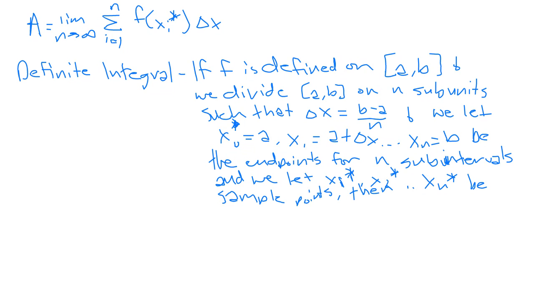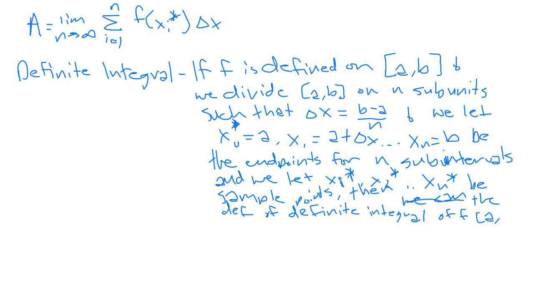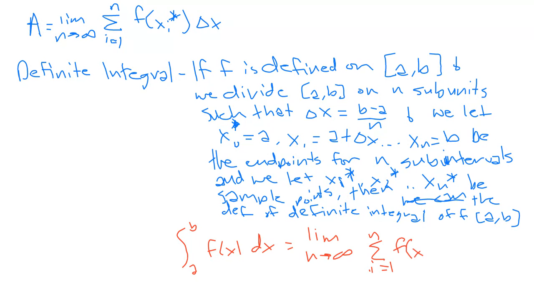Then the definition of a definite integral of a function f from a to b is, oh Lord, we are running out of room. This little squiggly line from a to b of f of x dx equals the limit as n approaches infinity of that initial area that we talked about earlier. And that is just provided that the limit exists and is the same for all possible sample points.